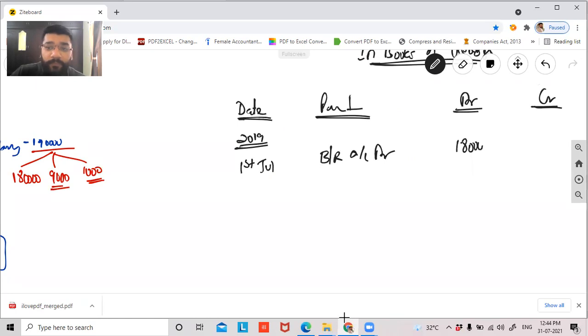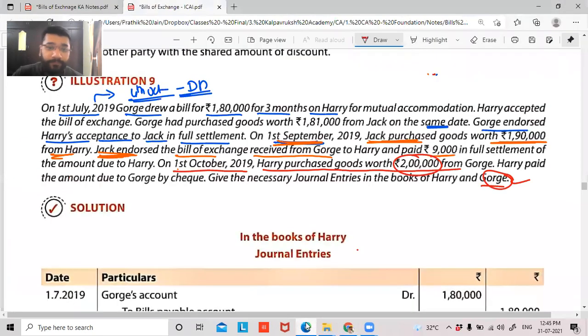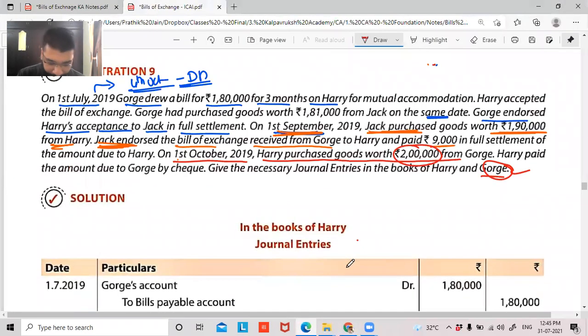Yes, sir. And guys, can I say this 1,80,000 is not the permanent amount of Georgie. Georgie has to repay this money back to Harry. Why? Because Harry has accepted the bill. So Harry, on the due date, has to give the money to the banker. So we have to pay the money back to Harry. So can I say bills receivable account debit to Harry 1,80,000 rupees? Please tell me, yes or no? Yes, sir. I want an answer from everybody.